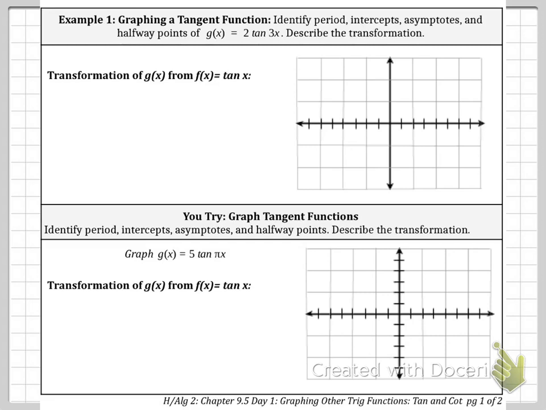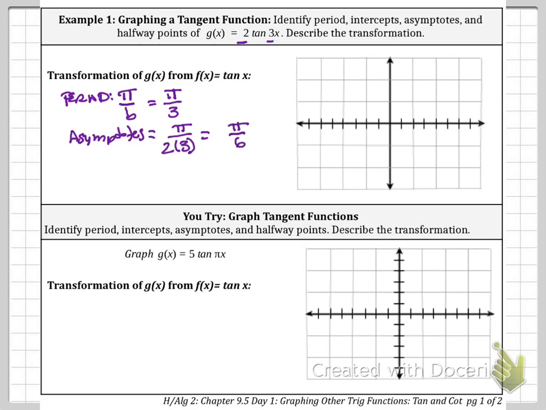So the first thing you do is you think about, what is the period? For tangent, it's pi over b. In this case, a is 2 and b is 3, so our period ends up being pi over 3. Now we have to think about our asymptotes. Where are the asymptotes? It's just half of whatever the period is. So that's pi over 2 times 3, which ends up being pi over 6. So pi over 6 is where our asymptotes will be.